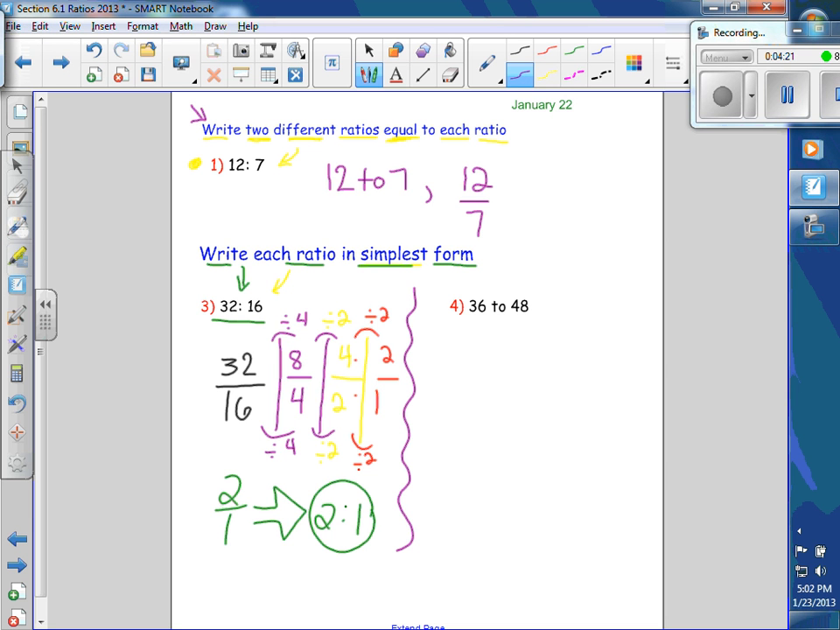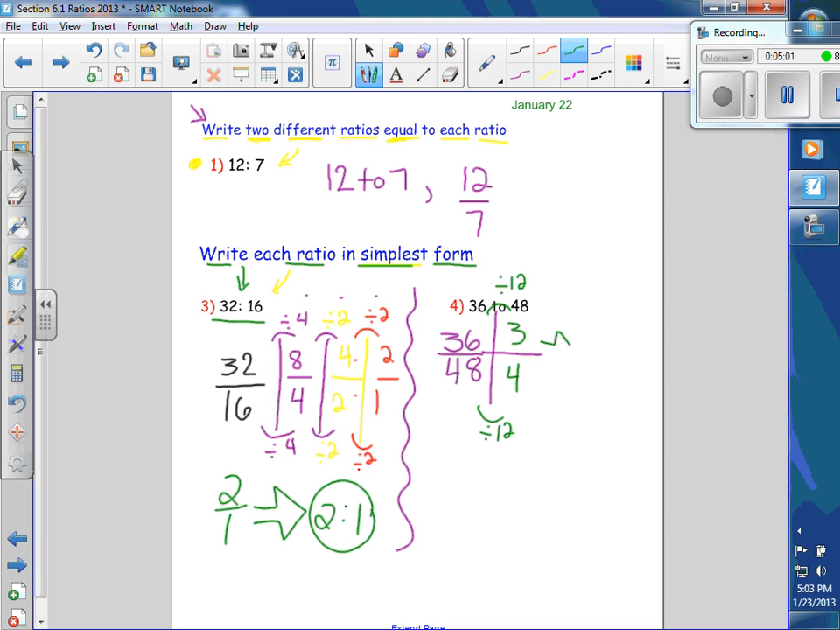with 36 to 48. Your first step is to take 36 and 48 and put them in fraction form. Then think about reducing. On example 3, it took me 1, 2, 3 steps to get to simplest form. If your math facts are really good, you may be able to do this in 1 step. For example, I know that 36 and 48 both can be divided evenly by 12. So 36 divided by 12 is 3, and 48 divided by 12 is 4. I got to simplest form there in 1 step.